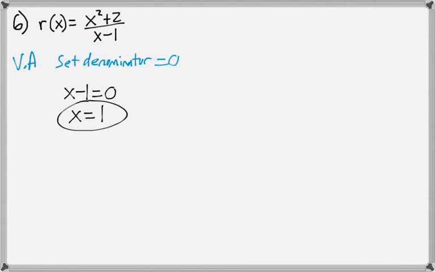So this will be my vertical asymptote. Again, you don't need to put this, but for your own information, this is a vertical line. That's going to be a boundary in the function. Okay, so let's get the horizontal asymptote.